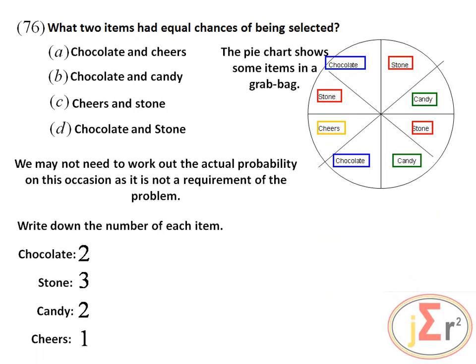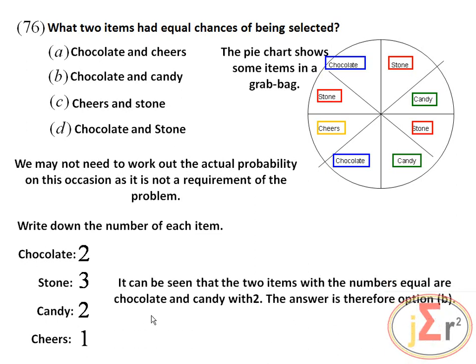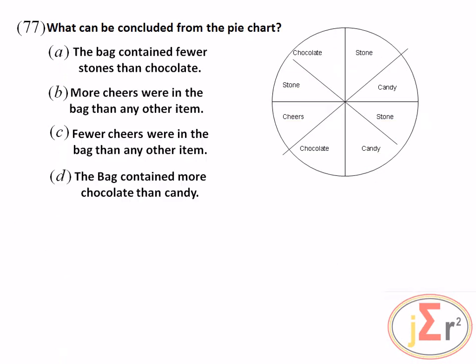Now let us revisit the question. The question says, what 2 items had equal chances of being selected? So all we need to do is look down here and see the ones that are equal. And what are the ones that are equal? Chocolate and candy. So what option says chocolate and candy? B. Good. So that's the answer. It can be seen that the 2 items with the numbers equal are chocolate and candy with 2. The answer is therefore option B, and we have it highlighted right there.